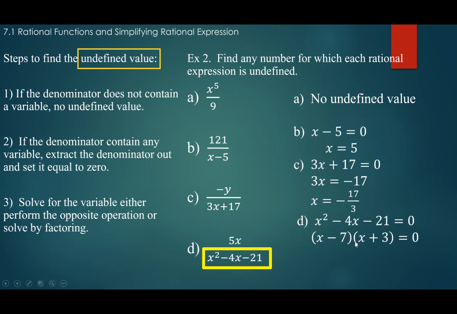We are not done, because that is your factored form. To find the answer, you take x minus 7 and set it equal to 0, and x plus 3 and set it equal to 0, and solve for x. You add 7 to both sides and subtract 3 on both sides. So the two answers you have are 7 and negative 3.